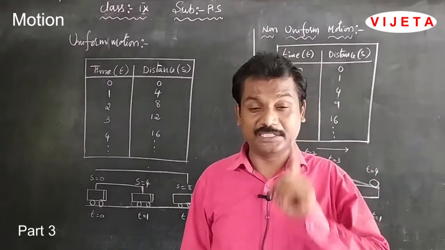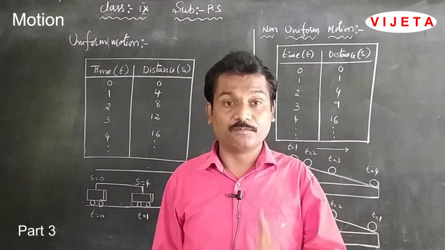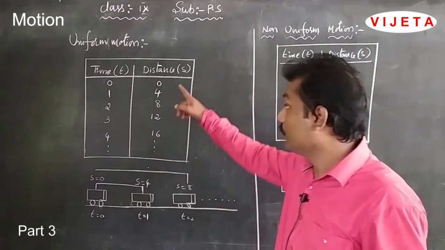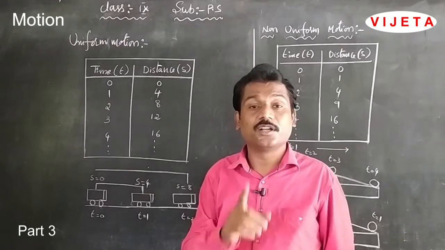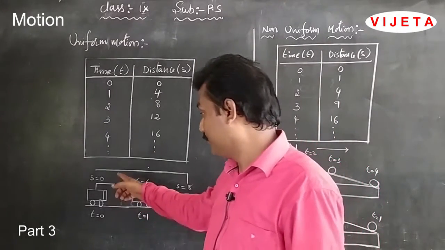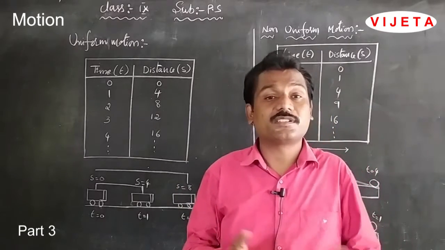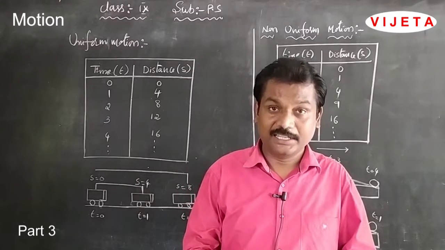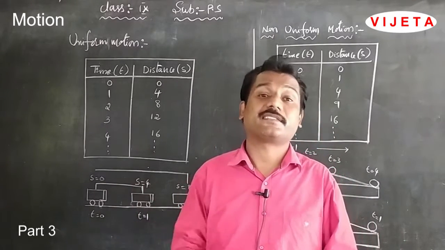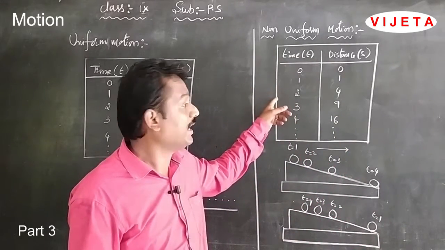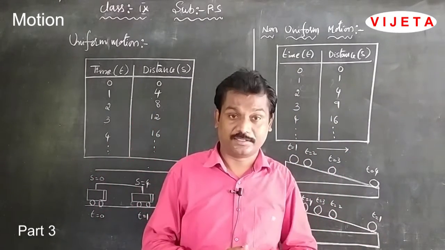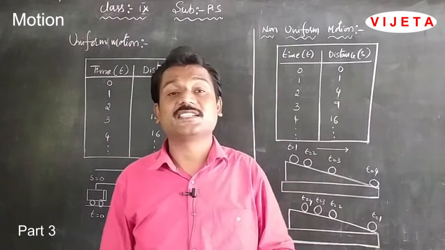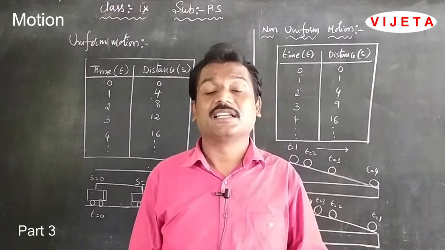Students, keep one thing in mind: in non-uniform motion the body does not travel with a constant velocity, whereas in uniform motion the body travels with a constant velocity. That means you can observe that at any point its velocity is constant. In uniform motion, the instantaneous velocity and the average velocity are both the same, whereas in non-uniform motion the body does not travel with constant velocity. So, in non-uniform motion its average velocity and instantaneous velocity are not equal.